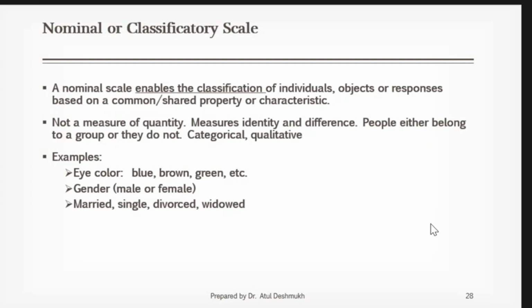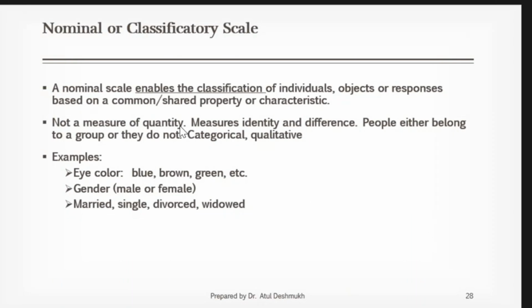When there is a natural order, then you can say it is an ordinal scale. But in this case, there is no natural order. I am just saying that there are 20 males and 20 females. It is not giving any message. It is just nominating you, just classifying you. A person will either belong to the male group or the female group, right? So that is just classification. It is just nomination. Hence it is called a nominal scale.